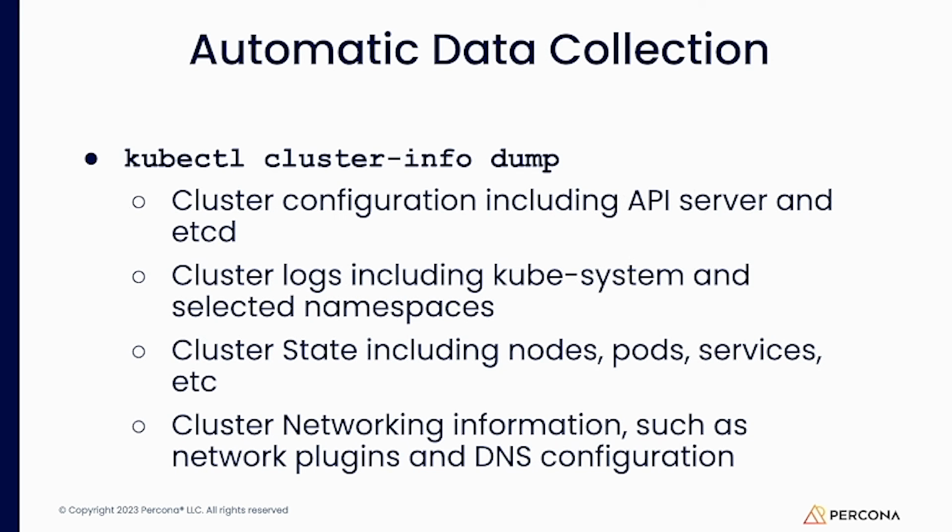By default, Kubernetes gives you kubectl cluster-info dump, which dumps the cluster configuration, including the API server and the etcd database. You get the cluster logs, including kube-system and selected namespaces, cluster state, and cluster networking information, such as DNS configuration. As you can see, this command in particular is more for troubleshooting the Kubernetes side. For example, if you have a DNS issue, CoreDNS is not working, or some pod is not reaching CoreDNS, you use the kubectl cluster-info dump command to collect all the information.